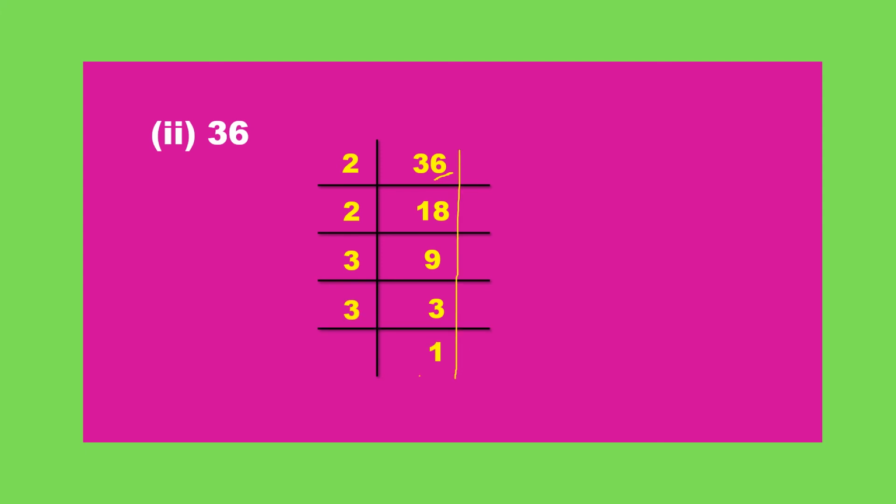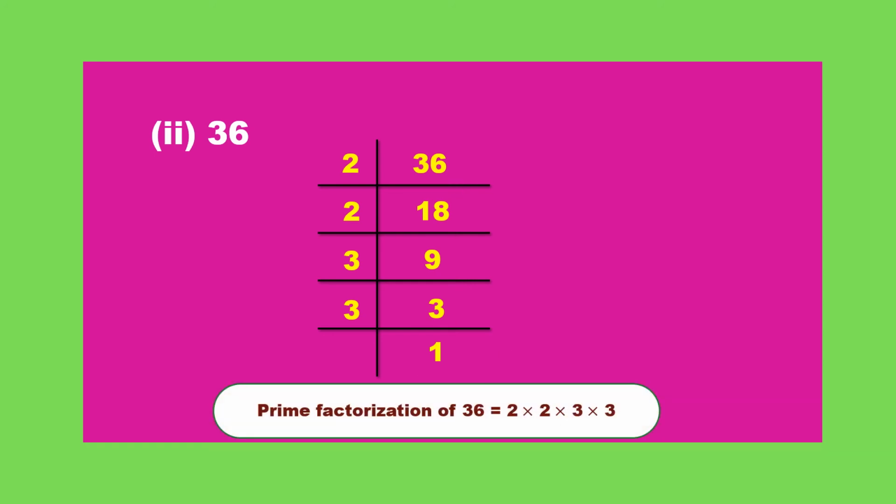Okay, so here my units digit is 6, so I can start with 2. So 2 18s are 36. Now again the units digit is 8, so it is also divisible by 2, so 2 9s are 18. Now 9 is not divisible by 2, then I should check with 3. So 3 3's are 9. Again 3 1's is 3. So here I continued the procedure of prime factorization till I got 1 as a quotient, right? So I can express this 36 as a product of prime numbers, which are 2 into 2 into 3 into 3.